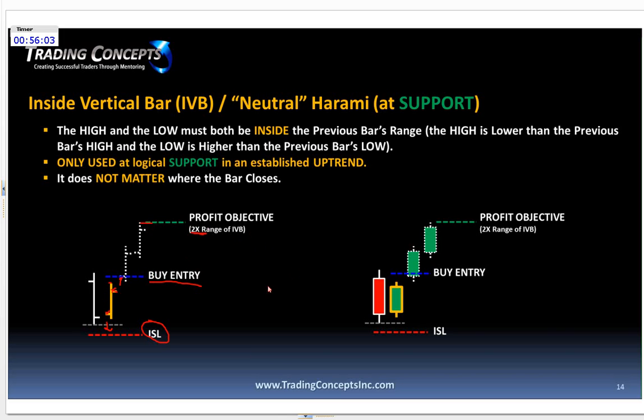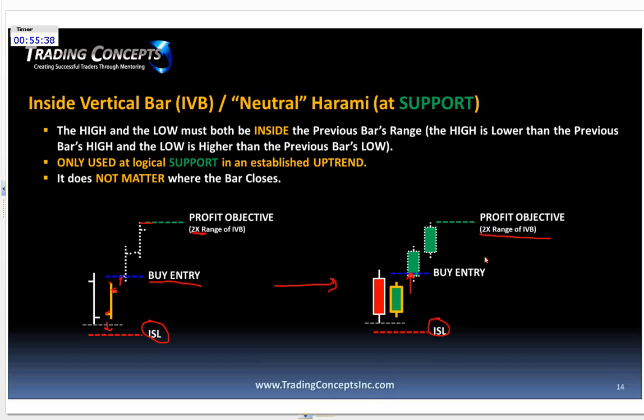And if you prefer to use candlesticks, that's fine. It's the same thing. Your actual trigger is when the market penetrates up to the high of that inside pattern. As soon as you get filled, you put your ISL, your initial stop loss, below the prior bar's low, and your first profit target is 2 times that range. It's as simple as that.